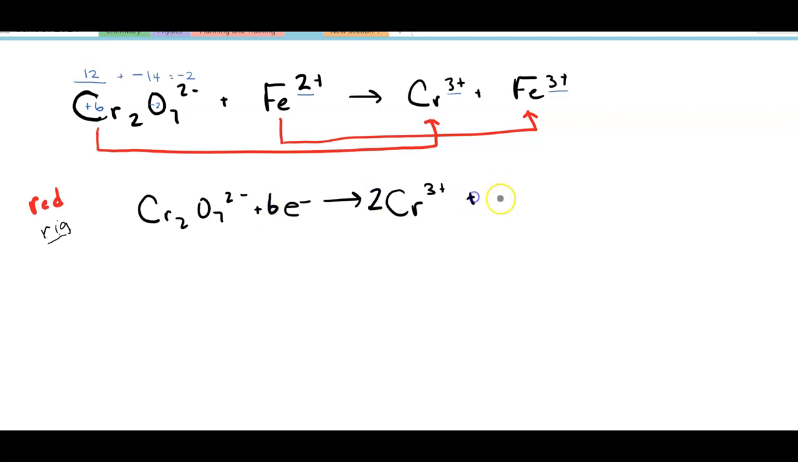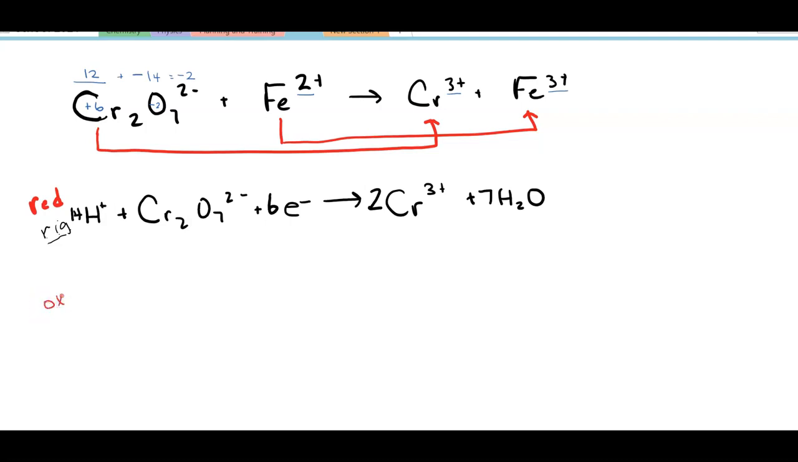And I have to account for my oxygen. For that, I'm going to make the oxygen be part of a water molecule. I had 7 of them, so if I put a 7 here, that means that I need an acidified solution where I have 14 available hydrogen ions from some acid to react with my oxide ions to form dihydrogen monoxide. So that's my reduction. Let's look at my oxidation.